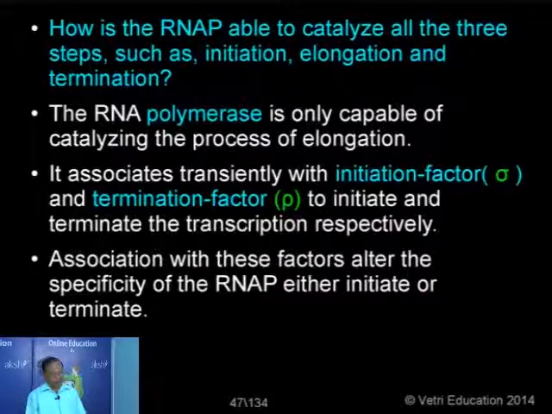Okay. So this is the next question. How is the RNA polymerase able to catalyze all three processes? Is it possible for a single RNA polymerase to catalyze all three processes of transcription, that is initiation, elongation and termination? Normally, you know, the function of RNA polymerase is only the elongation process. It cannot do the initiation as well as the termination by itself. It depends on certain factors. It needs the help of other factors. In association with these factors, this enzyme may terminate or initiate the process of transcription.